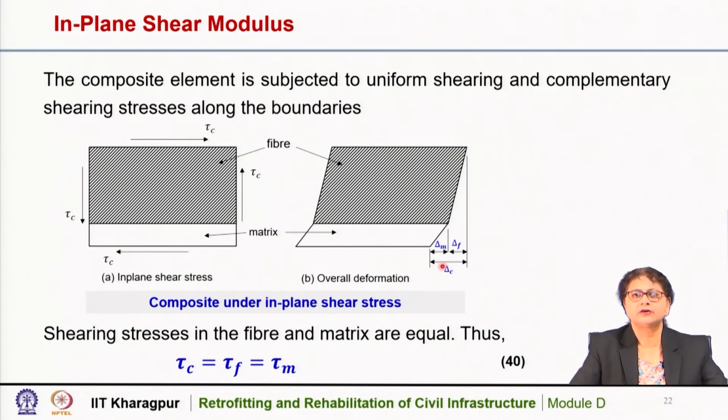This is the overall deformation. That overall deformation of the composite is denoted as delta C, and the deformation of the fiber phase is denoted as delta F, whereas the deformation of the matrix phase is denoted as delta M. So, this is the shearing deformation. The shearing stress in the fiber and the matrix are equal. In this case, since it is in-plane shear stress, the shear stresses in the fiber and the matrix phase are equal. Thus, tau F is equal to tau M is equal to tau C, which is equal to the stress in the composite. So, tau denotes the shearing stress.